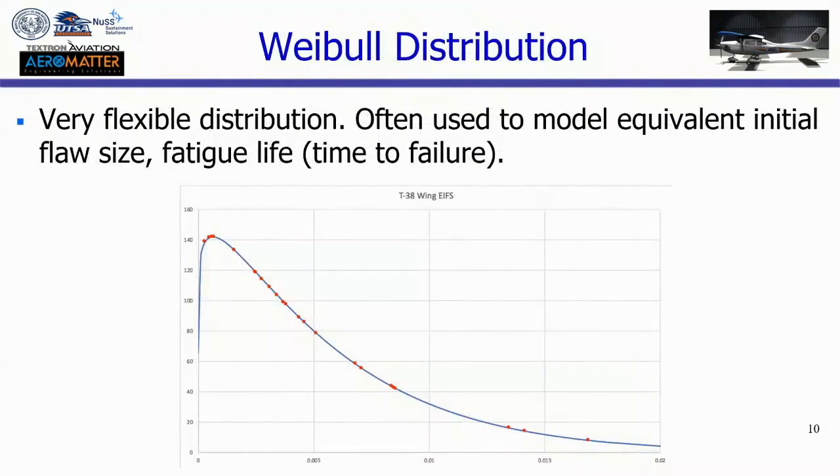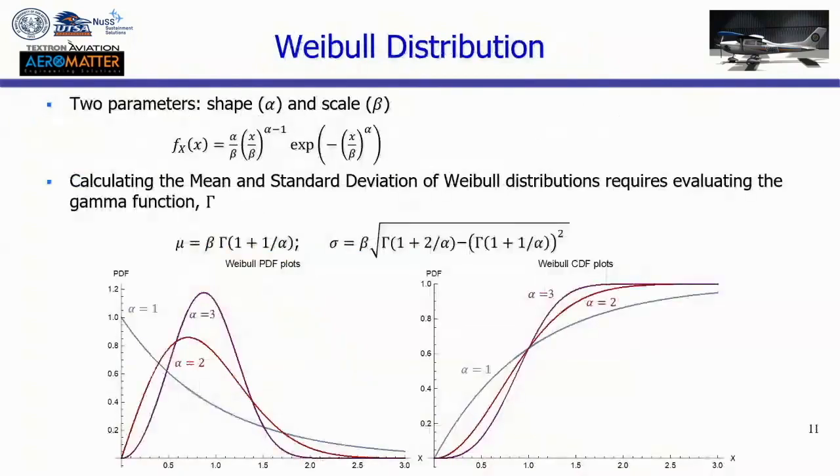Weibull distribution is widely used in engineering, often for fatigue and times of failure. In PDTA, you'll see it used for equivalent initial flaw sizes or initial crack sizes. So shown here is a PDF of some initial crack size data from the T38 wing. There are two parameters to the Weibull distribution: shape and scale. Shape denoted alpha, scale beta.